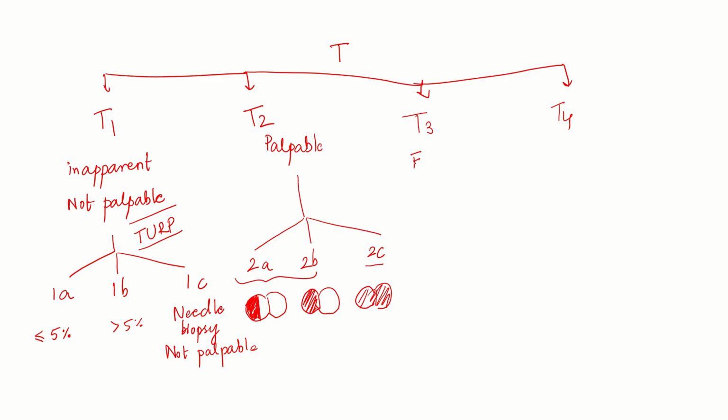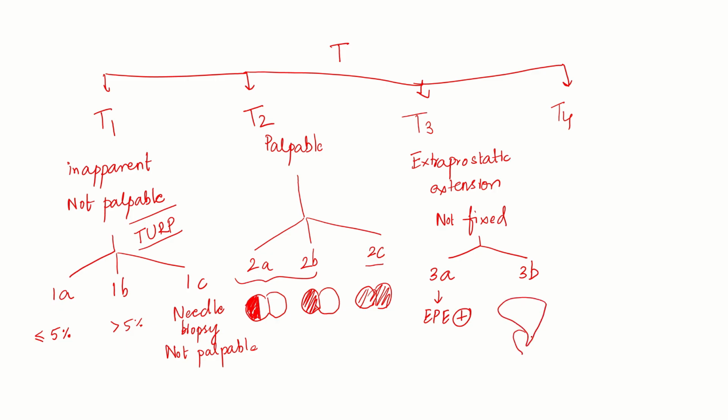T3 is extra prostatic extension, but not a fixed tumor. T3 is further classified into 3A and 3B. 3A is when extra prostatic extension is present, but no invasion into the adjacent structures. 3B is when it involves the seminal vesicles. Here are the seminal vesicles. With this extra prostatic extension into the seminal vesicles, then it is 3B.